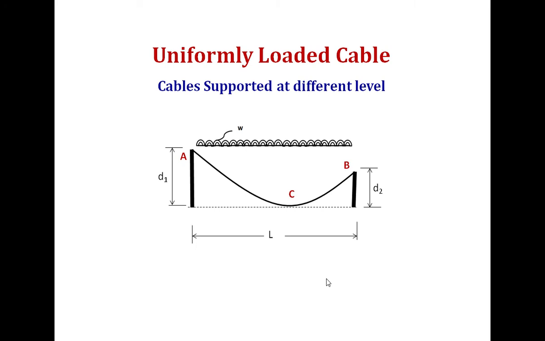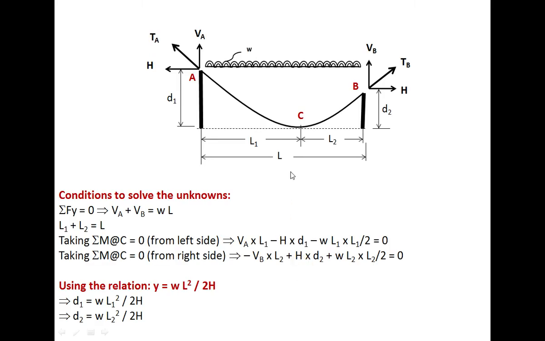Now let's consider a uniformly loaded cable when the cables are supported at different levels. So this is how a cable supported at different levels can be seen. D1, D2 may be the different heights above the lowest point of the cable.